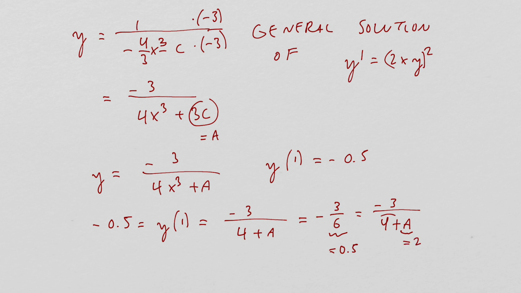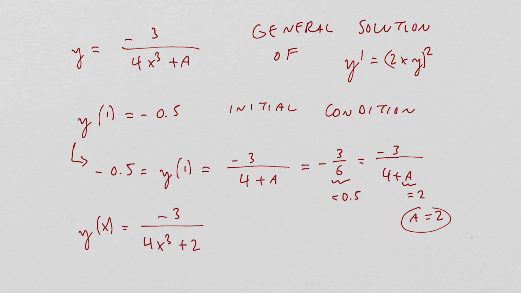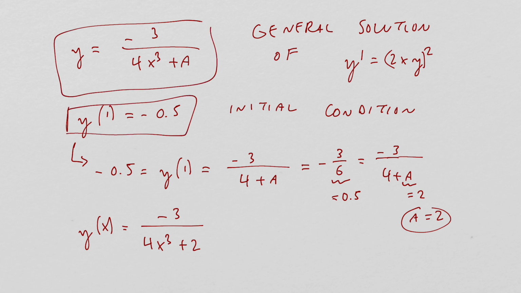In this way we would get 6. So for the differential equation, this is the general solution. By using the initial condition, we got that A is equal to 2. So the particular solution is this one.